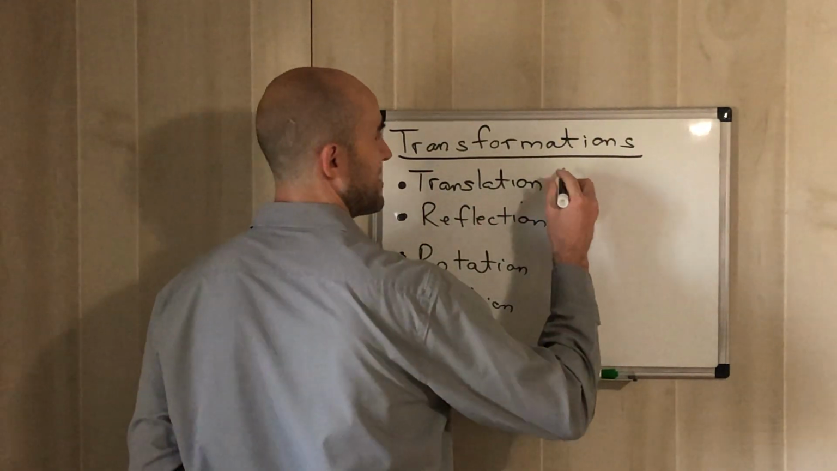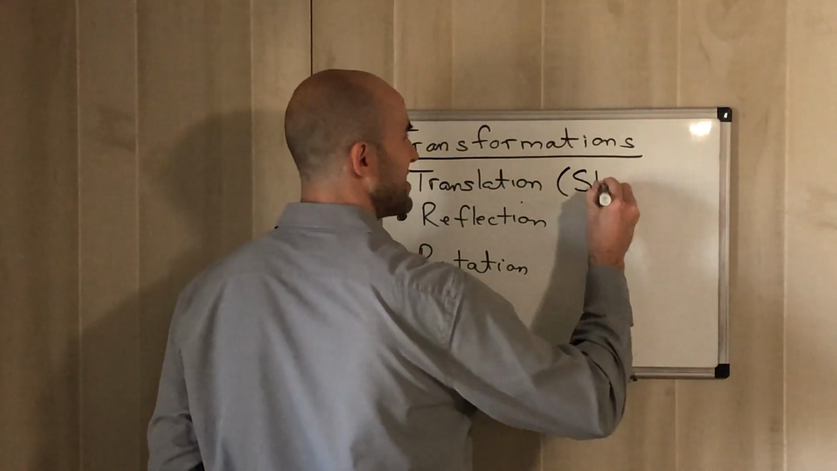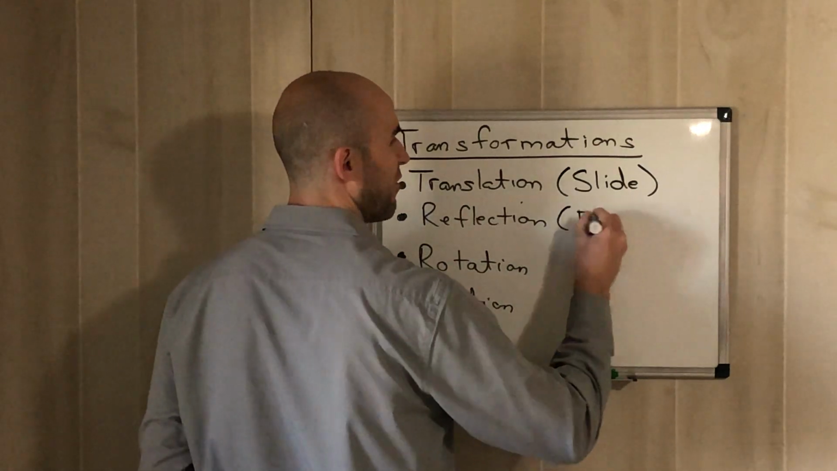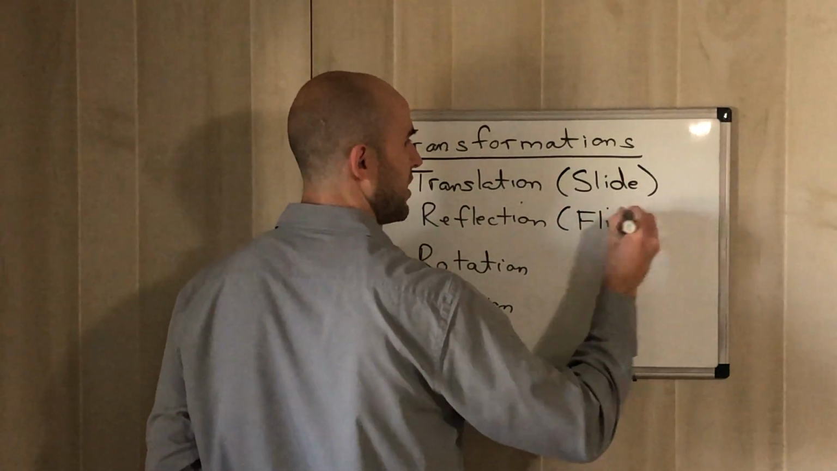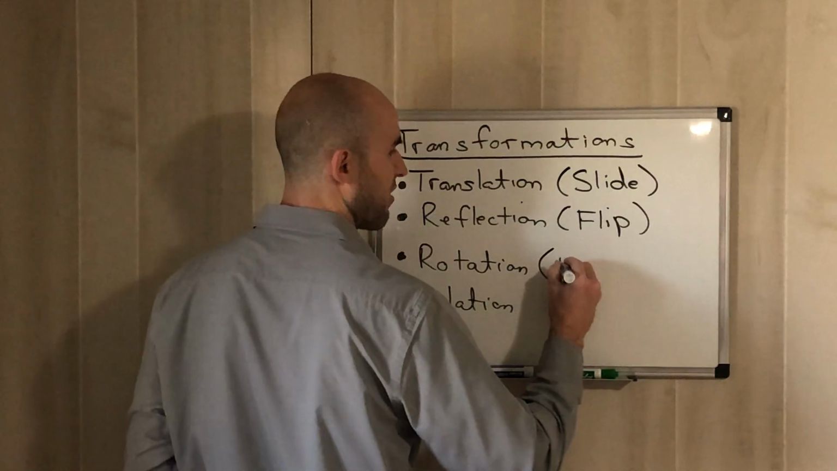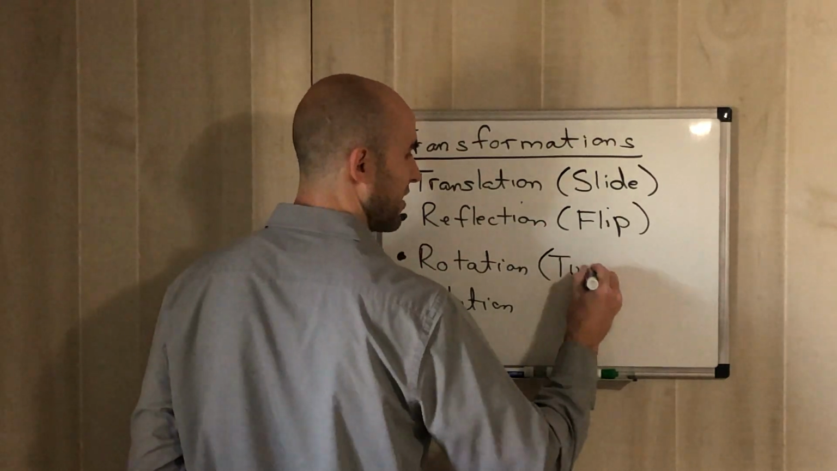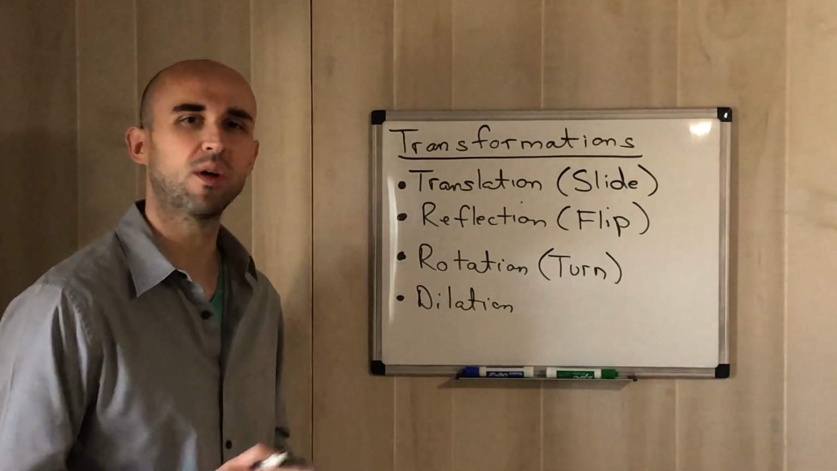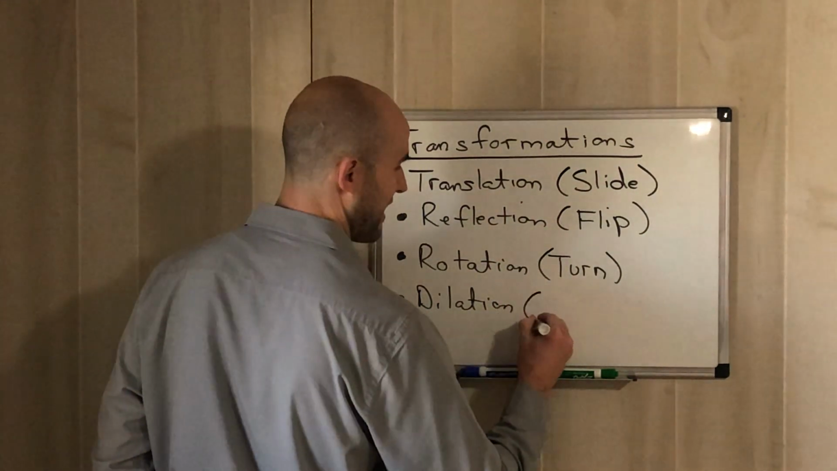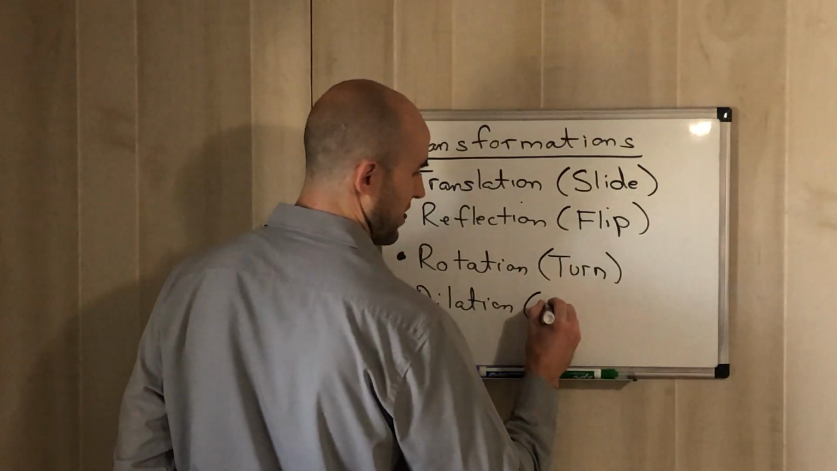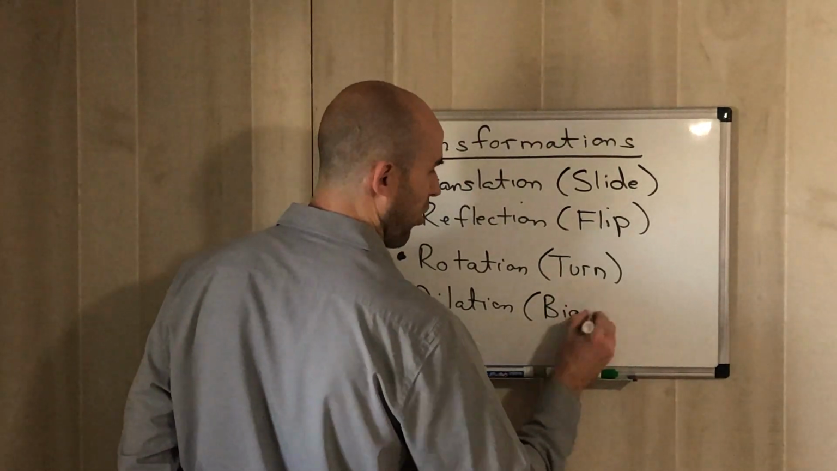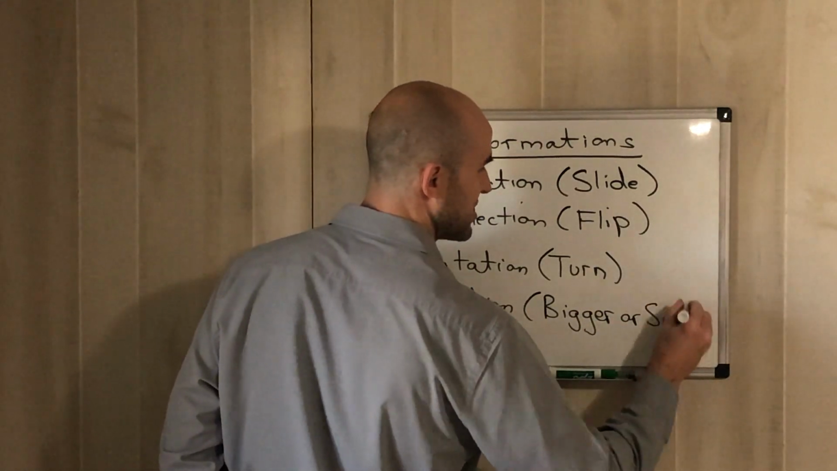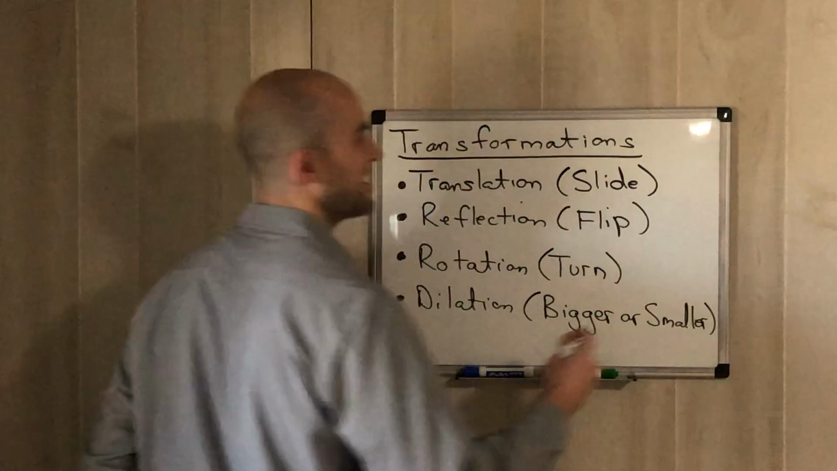So when it comes to a translation, another word for translation is a slide. When it comes to a reflection, another word for reflection is a flip. For a rotation, another word is a turn. And then dilation is the only one that's different from everything else, because when you dilate a figure, it either gets bigger or it gets smaller. It's the only one that actually changes size. Everything else, the size stays exactly the same.